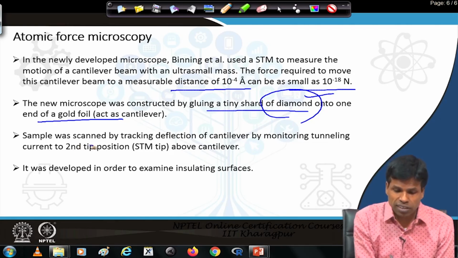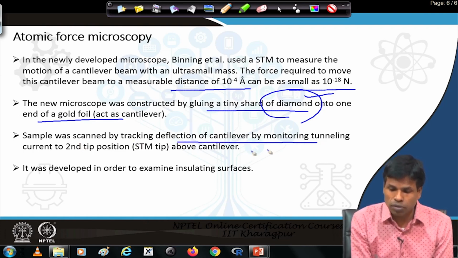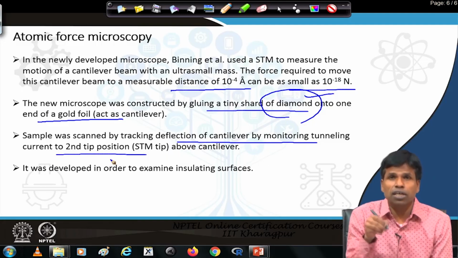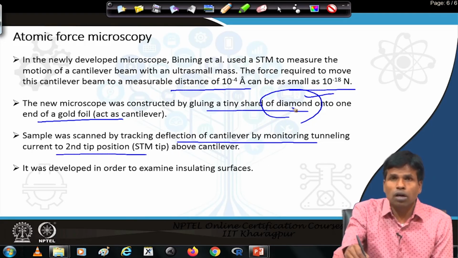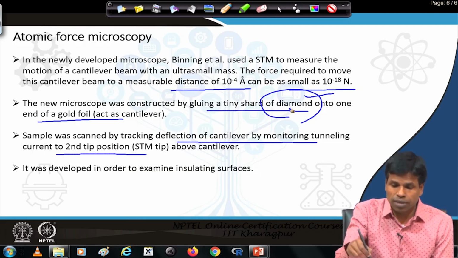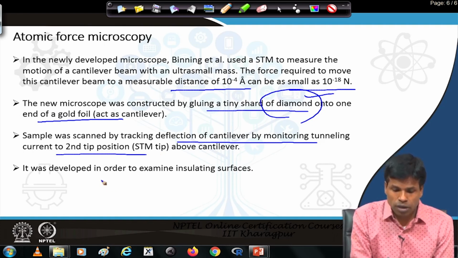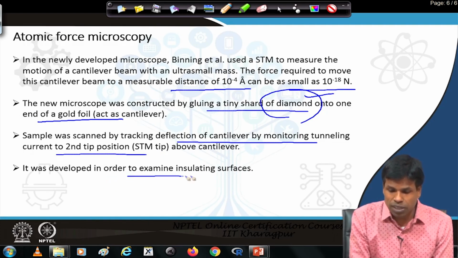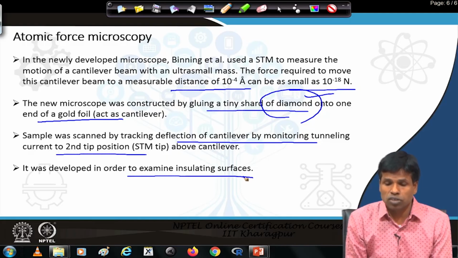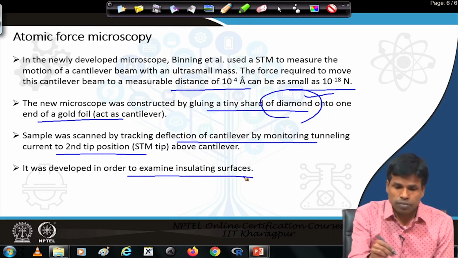they scanned the surface and tracked the deflection of the cantilever by monitoring the tunneling current using a second tip above the cantilever and diamond assembly, and using that they successfully examined insulating surfaces, or created the surface topology of insulating material.